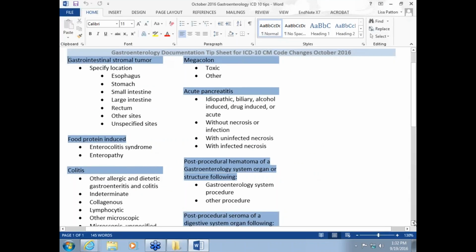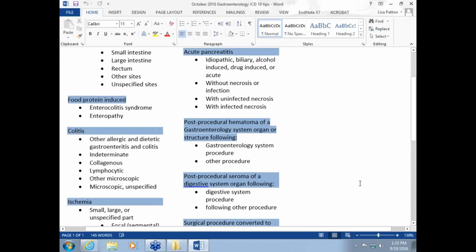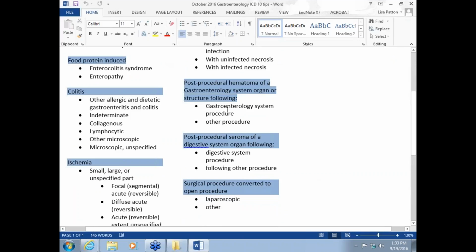So we actually see that they've added for the gastrointestinal stromal tumors a way to specify a location now: esophagus, stomach, small intestine, large intestine, rectum, other sites, and unspecified sites. And of course, as with a lot of the other codes we've seen, we really want to try to stay away from unspecified when we can. We also have food protein-induced enterocolitis syndrome and enteropathy. Some new codes for colitis that just break that down more specifically, so we have more specific types of codes.